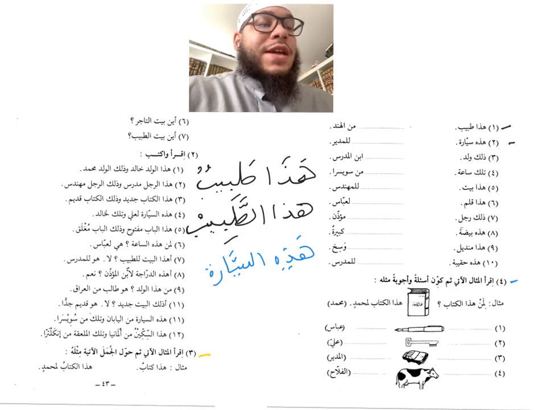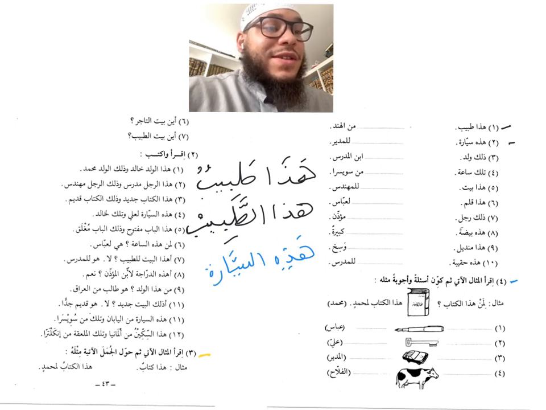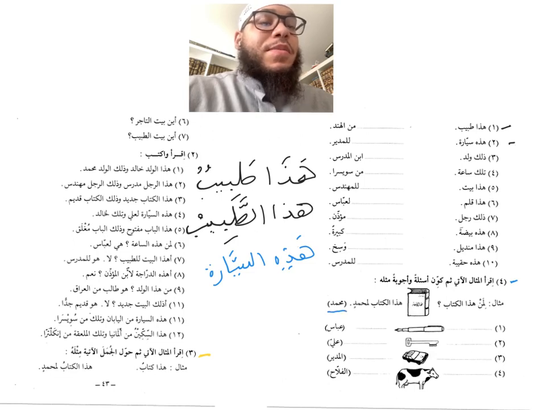So in the example, the question that was produced is Liman hadha al-kitab? Whose is this book? So I added Liman hadha and made the noun definite to make the question. Liman, whose is this, basically. Hadha al-kitabu li Muhammadin. This book belongs to Muhammad, using the name in the brackets. So now we have this number one.